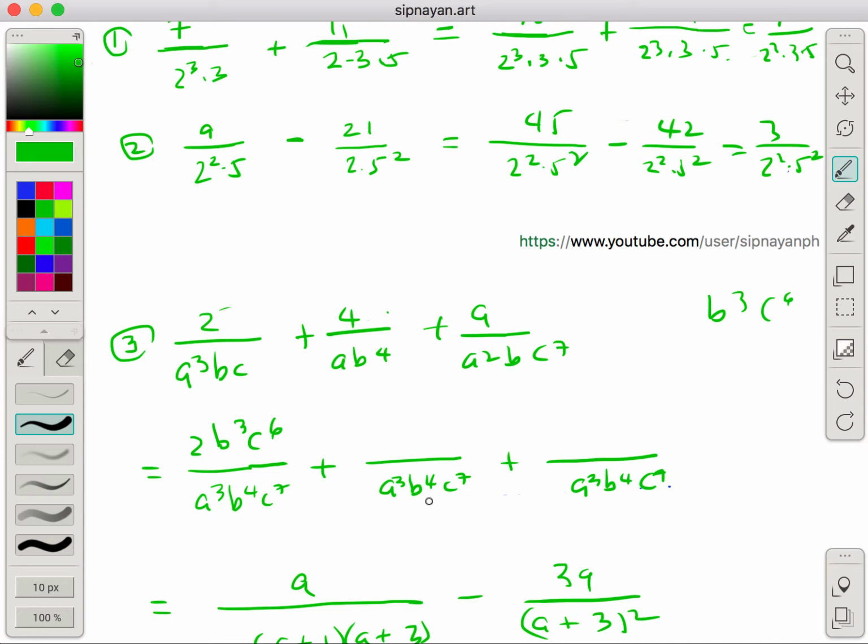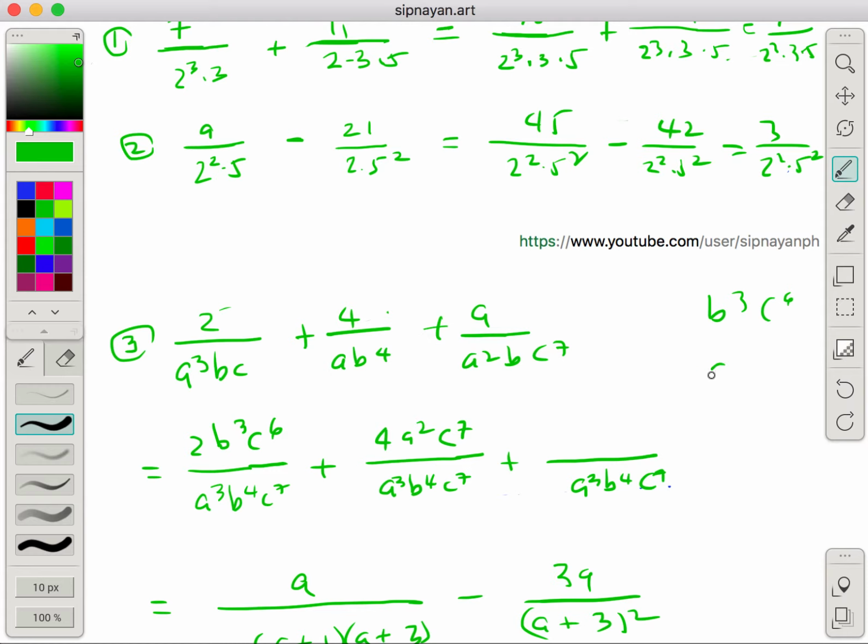And then, ganun din dito, we have 4 yung number natin, lagay na natin. We have a cubed divided by a is a squared. And then b to the 4th divided by b to the 4th is 1. So, okay na yan. Cancel na. And then we have c to the 7th. Ilalagay lang natin siya. No? C to the 7th times 4 is c to the 7th.